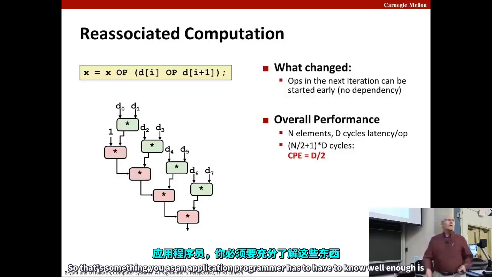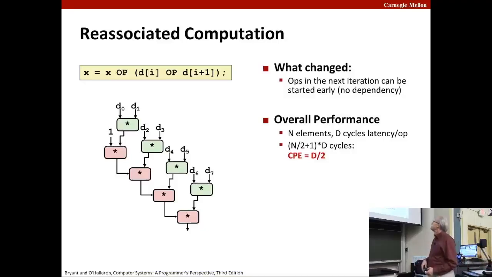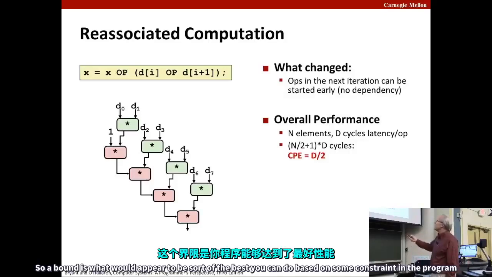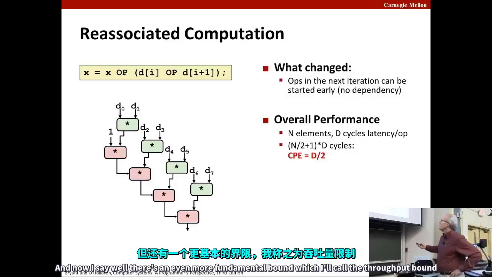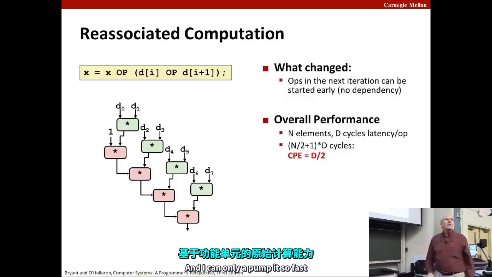So that's something you as an application programmer have to know well enough. Is this valid? Can I do this transformation without messing things up? And now there's a new set of bounds. A bound is what would appear to be the best you can do based on some constraint in the program. Before, the latency, the total time for a given operation, was a bound. Now there's an even more fundamental bound, which I'll call the throughput bound, which is based on the fact that I only have so much hardware out there, and I can only pump it so fast.